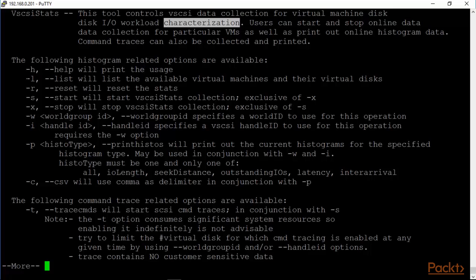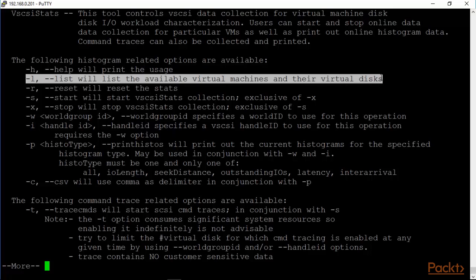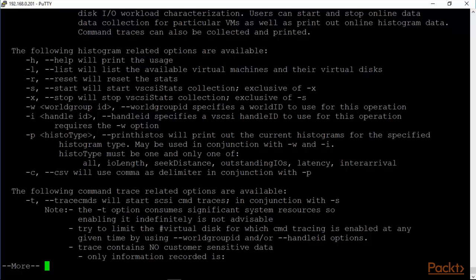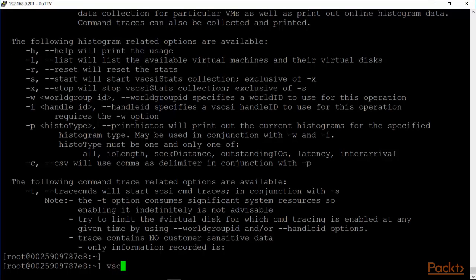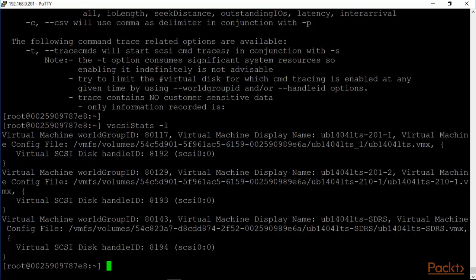We will first list the available virtual machines and their virtual disks. Before we actually go there, let me ensure that there are some virtual machines that are actually running on this system. Well, I've powered on 3 virtual machines, so there are some virtual disks that are going to be utilized. Let's take a look at what we find here. So vscsiStats -l will give us the world IDs of those VMs.